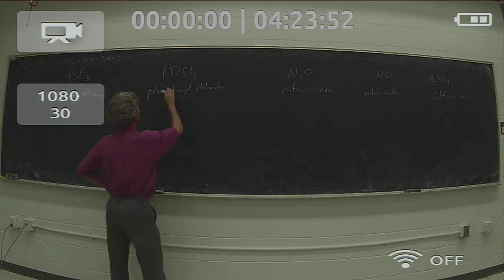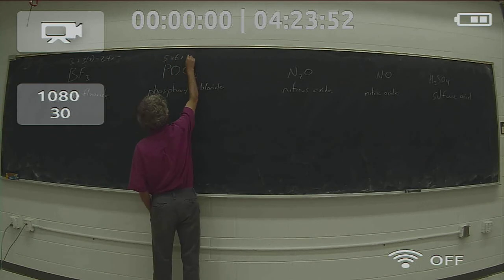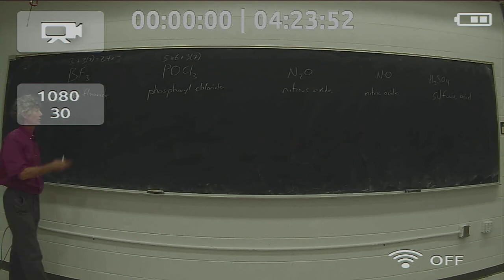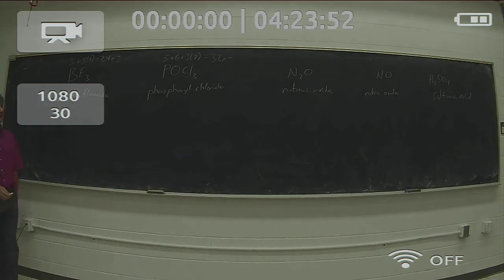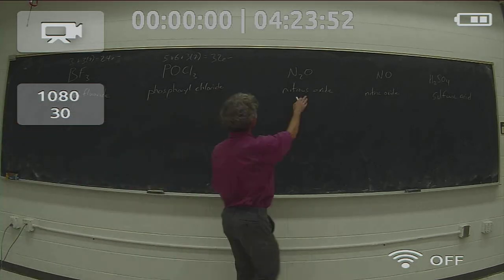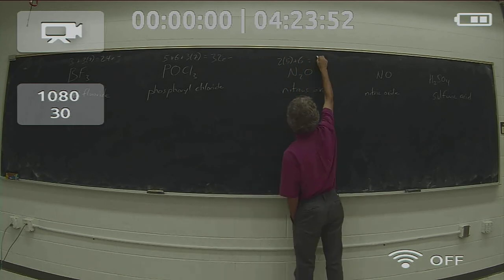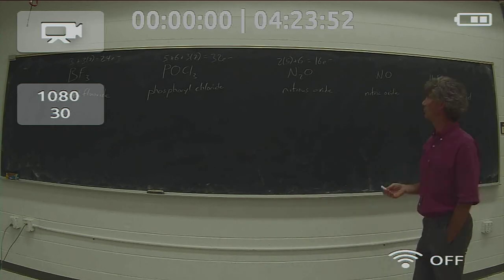For phosphoryl chloride, phosphorus brought 5, oxygen brought 6, each of the chlorines brought 7. So that's 21 plus 6 is 26, plus 6 more is 32. Again, that's a multiple of 8, which means that there won't be any lone pairs on the central atom. Nitrous oxide, nitrogen brought 5, oxygen brought 6, 16 electrons. Again, it's a multiple of 8, so the central atom won't have any lone pairs.